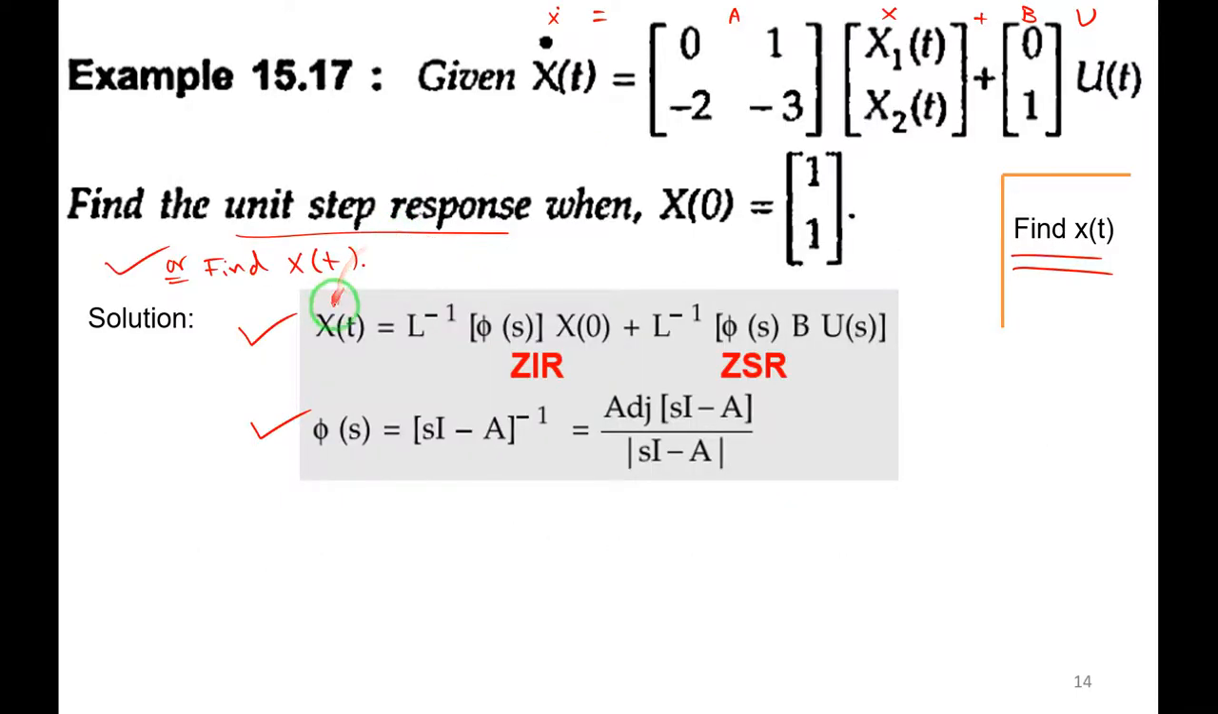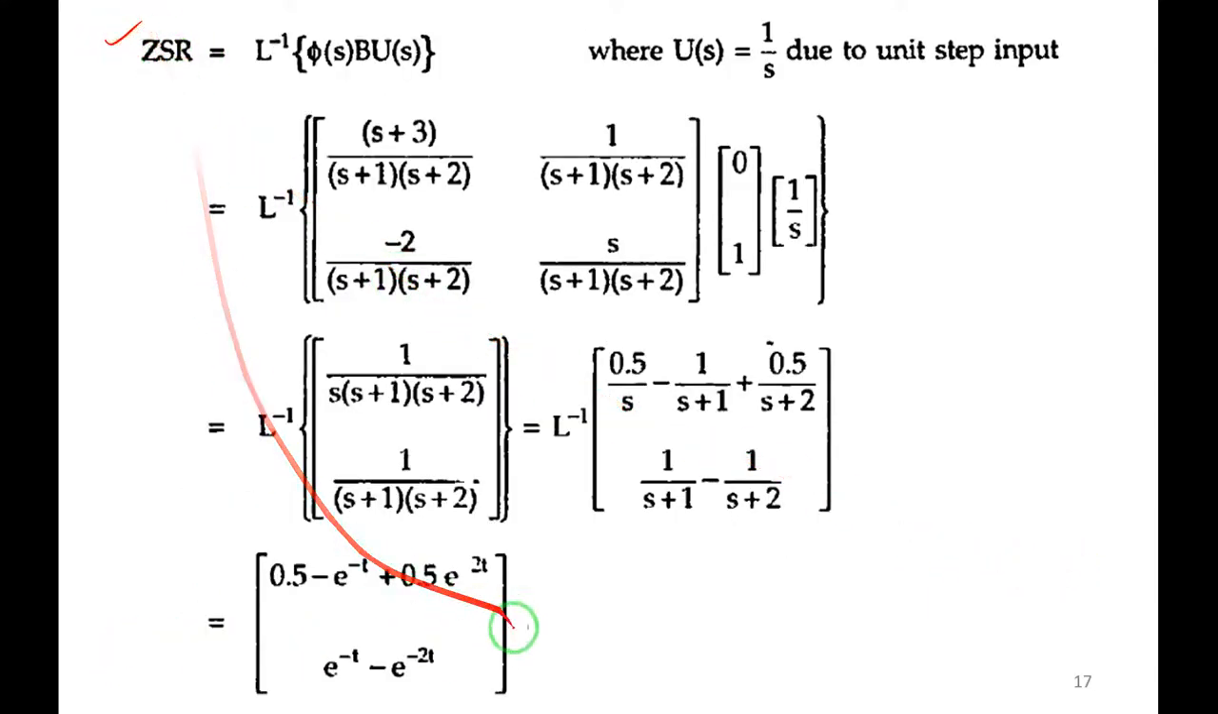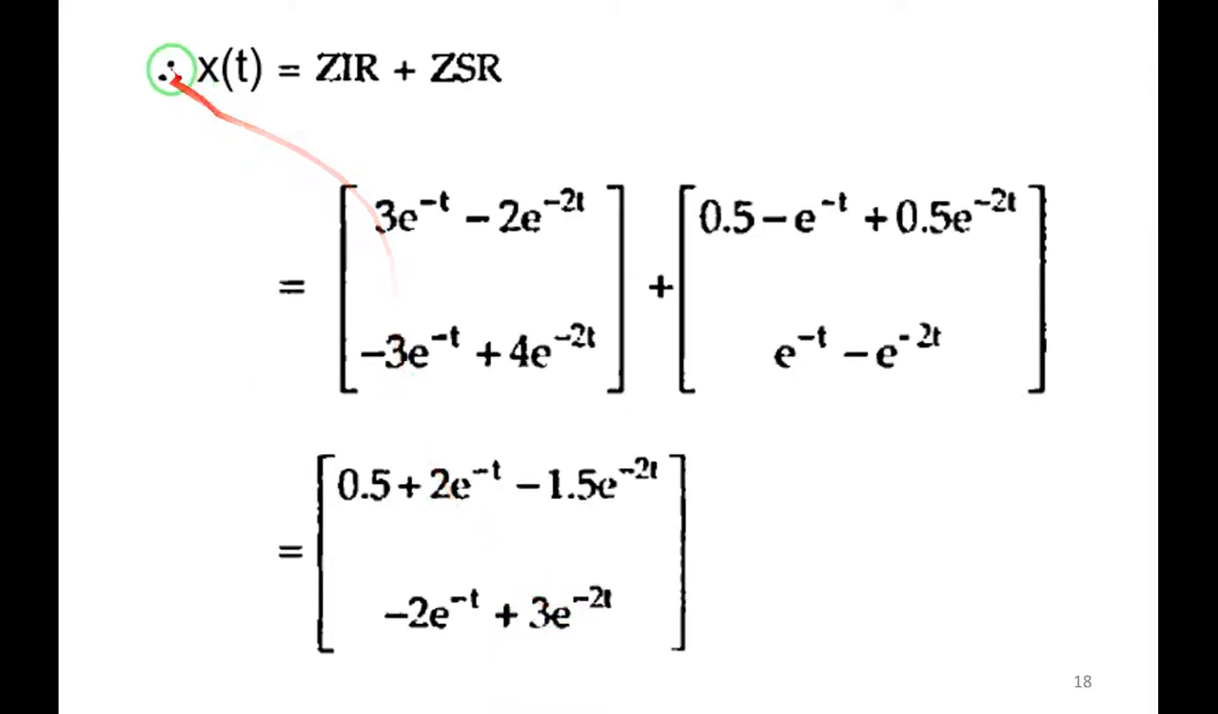If you have any doubt, you can refer to this solution. Go through this. First they are getting the zero input response, this one. Then they are getting the zero state response here. Then they add the zero input response plus the zero state response, and this is x of t, the final vector. This is the answer. You can verify.